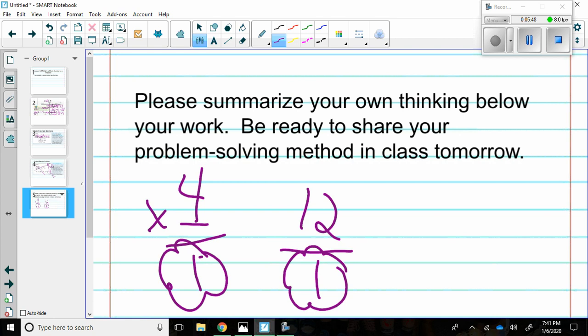So always remember that. Please bring your math journal into school with you tomorrow, and we will look at them to decide what method you used.